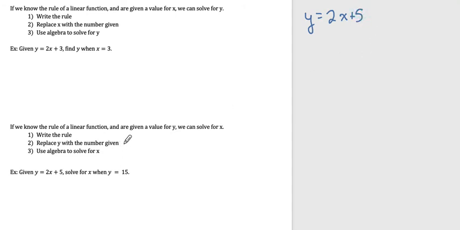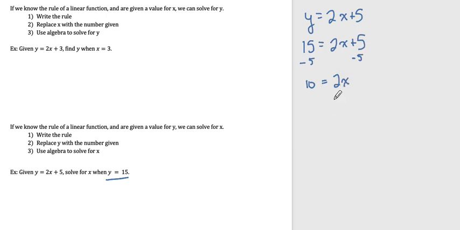Second step, replace y with the number given. So here we're told y is 15. So 15 equals 2x plus 5. Now, remember when we were doing some algebra, we want to get x all by itself. So to get x all by itself, we get rid of addition or subtraction first. So we're going to subtract 5 from both sides. 15 minus 5 is 10. We still have our 2x, and our 5's go away.